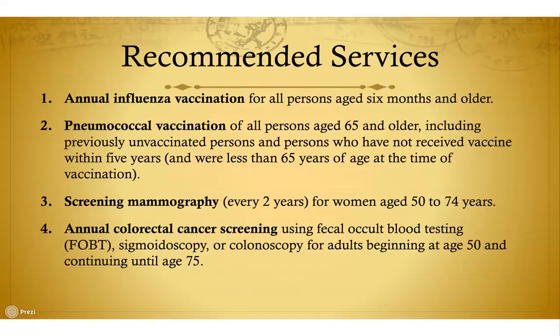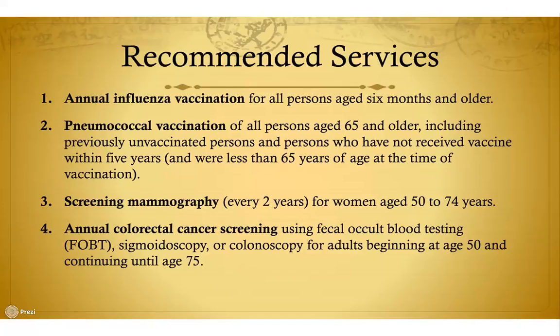Pneumococcal vaccinations of persons 65 and older, and anybody who hasn't been vaccinated. So every 5 years, although I believe they've just changed that to 10 now. So people should have that vaccination at least every 10 years. If they are 65 and haven't had it yet, then they should consider having that done.